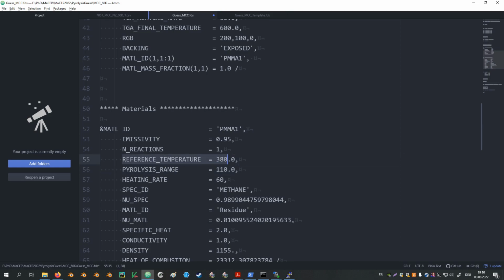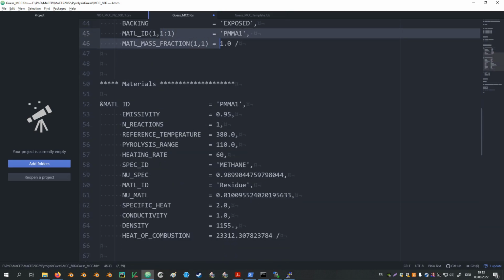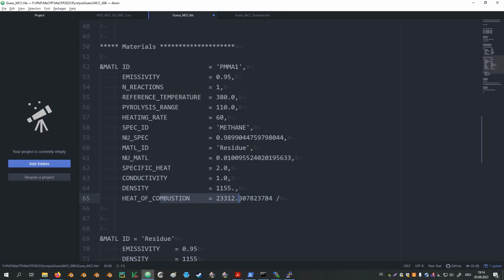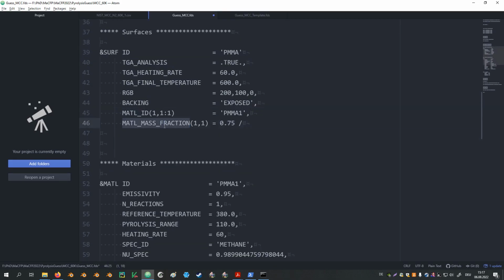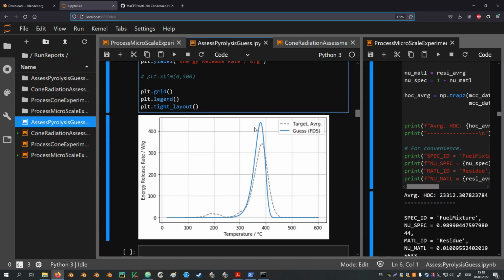Specifically the reference temperature and the pyrolysis range, since the heating rate doesn't change. However, that is not the complete picture. What we also need to address is the fraction of the sample mass that is related to each of the reactions. Essentially, the sample mass, in combination with the reference values and the heat of combustion, determine how the reaction peak looks like. For instance, if we were to reduce the mass connected to this reaction to, let's say, 75%, we would see a smaller peak here.